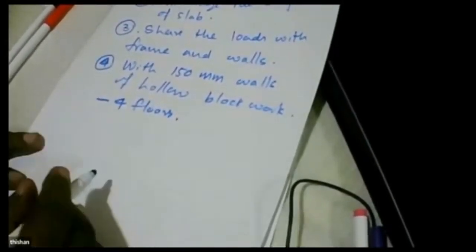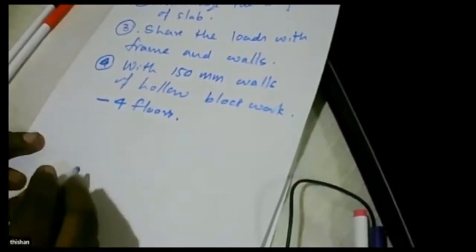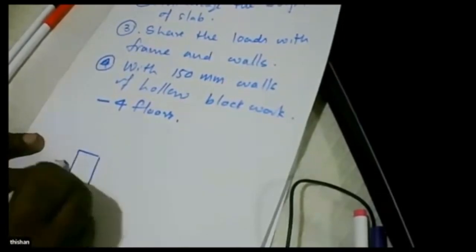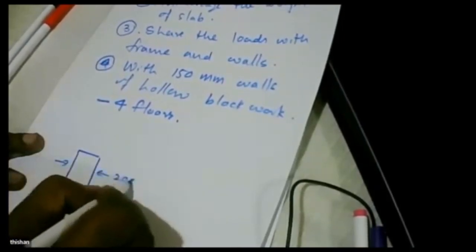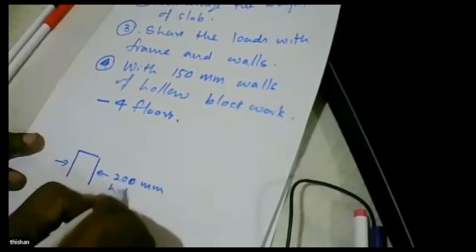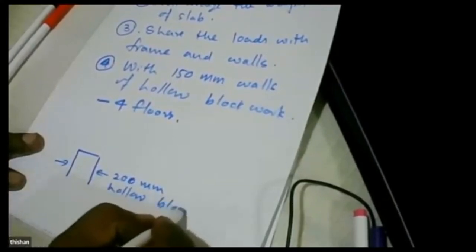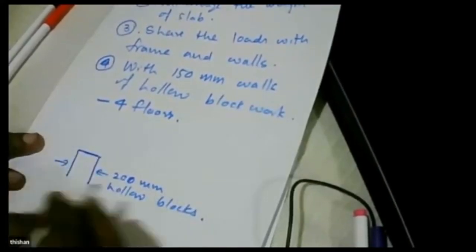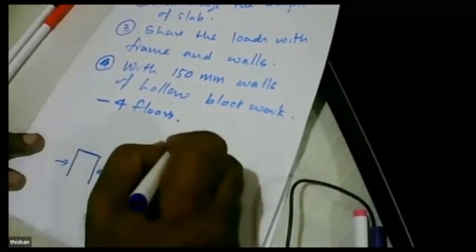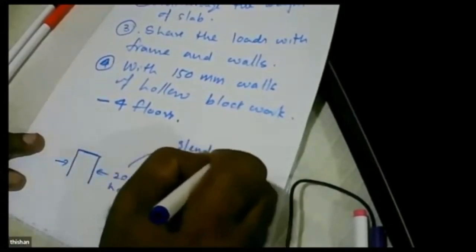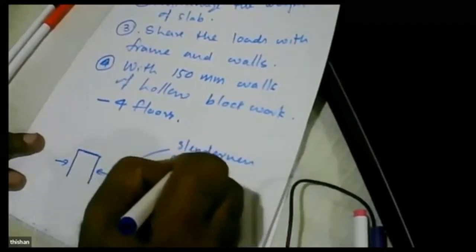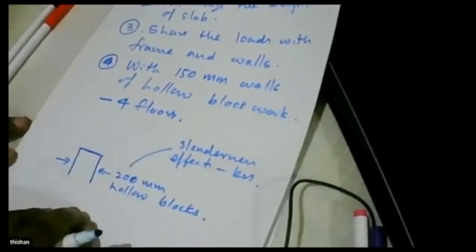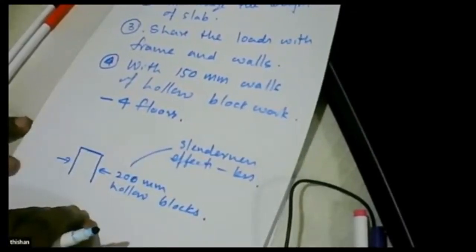But you might ask, can't we go for a higher number? Then the answer comes with a 200 millimeter hollow block. When you use 200, the slenderness effects will be less. So you can see the capacity reduction will be lesser.